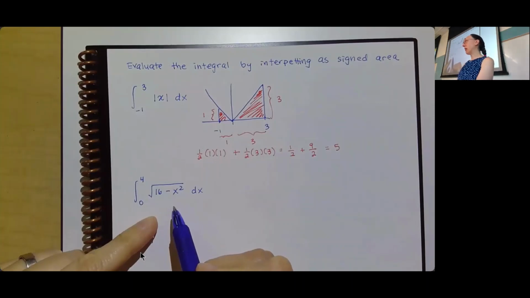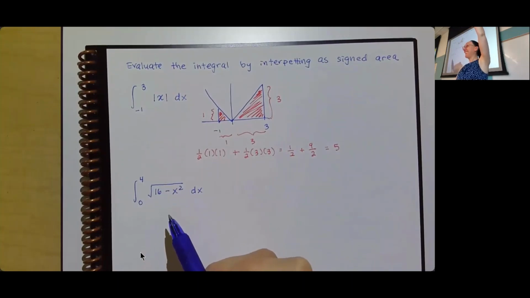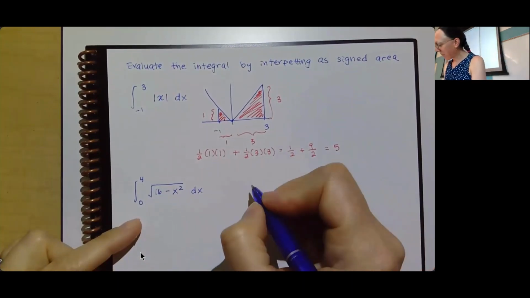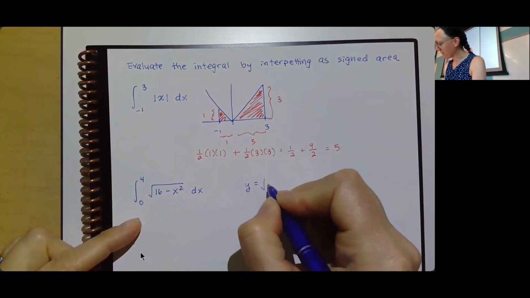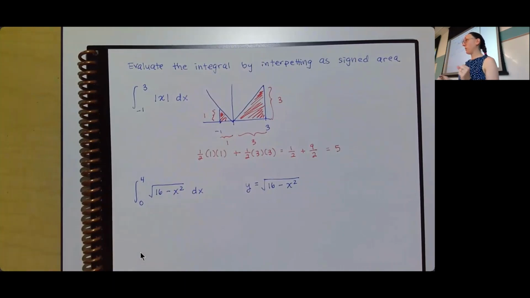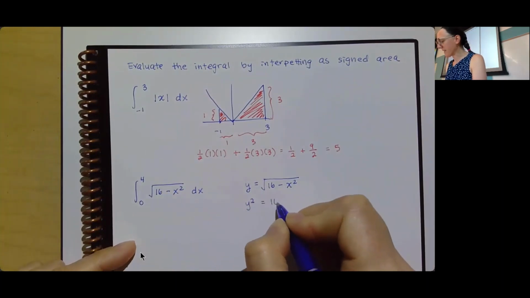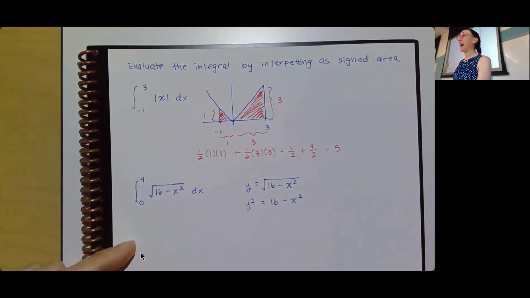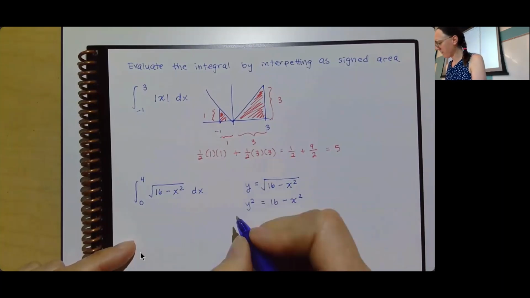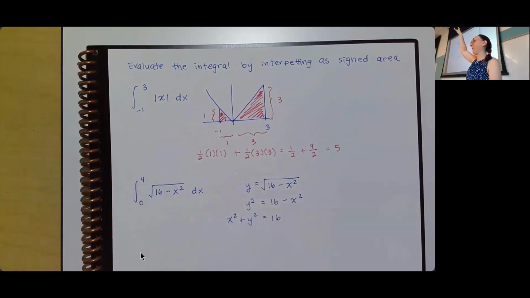I promise not to make you talk, but stick your hand up if you know what this graph looks like. Some people wish they knew what that graph looked like. Okay, so if I write this as y equals the square root of 16 minus x squared, I'm going to go ahead and square both sides. That's y squared is equal to 16 minus x squared. And if I were to add x squared to both sides, some people recognize it now.